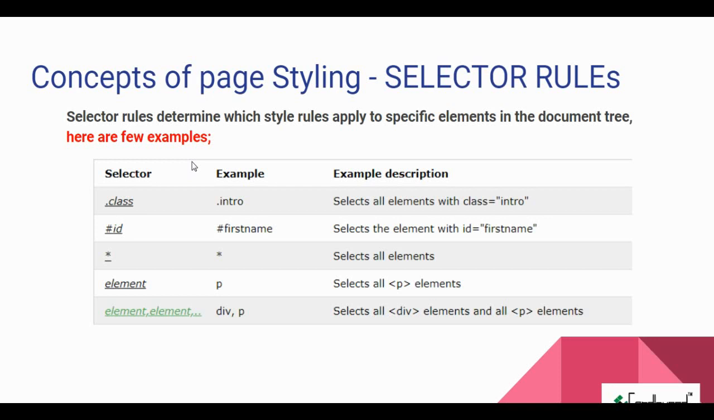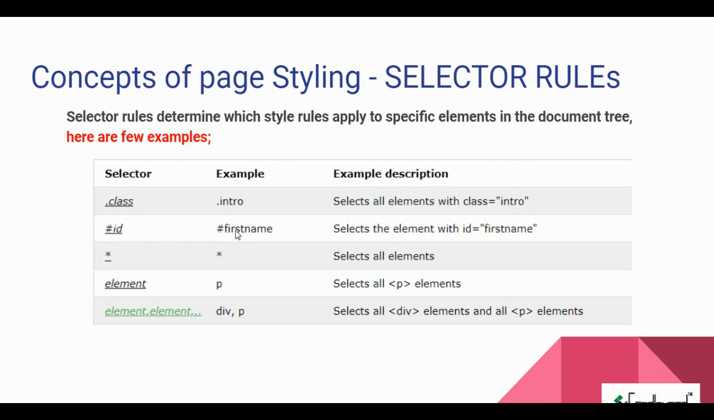Now here are some examples. When we see a dot and a name, that actually refers to a class attribute. So for example, if we have .intro, that means we are referring to an element with a class called intro. And in the case of an ID, we use a hash. It's just the same as class, but this time we use a hash to specify that this is an ID called first name.